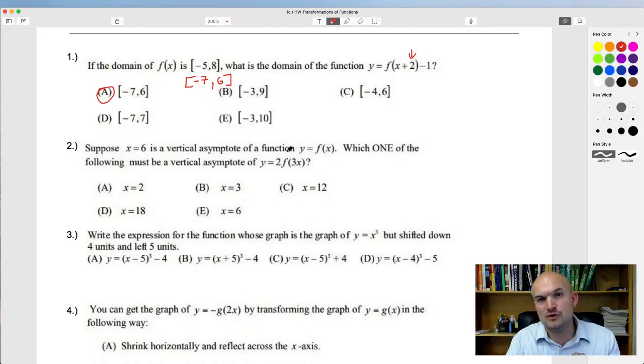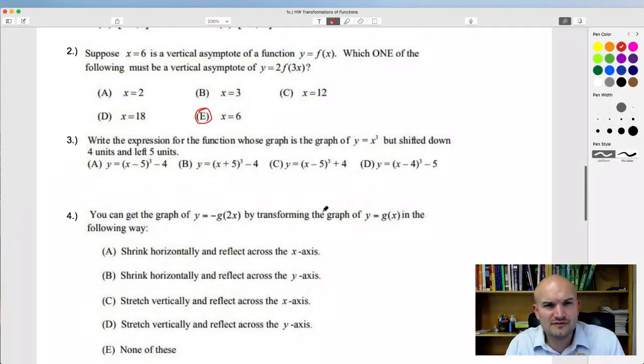So the only thing that moves the graph left or right is your C and your D, and we don't have any of that here. And again, reflections wouldn't affect the asymptotes in this case. The asymptote remains unchanged. So the answer is E.